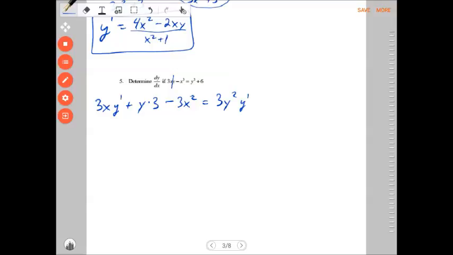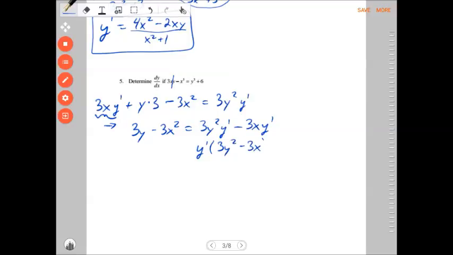So you'll notice now that the y primes, there's two of them, but they're on different sides. So we're going to take this guy and move him over. And then we'll do some rearranging as well. So this is just 3y minus 3x squared equals 3y squared y prime minus 3x y prime, right? Because when that goes across, it becomes negative. Okay, then we factor out the y prime, 3y squared minus 3x. Okay, it looks good. Okay, 3y minus 3x squared, so we divide now.